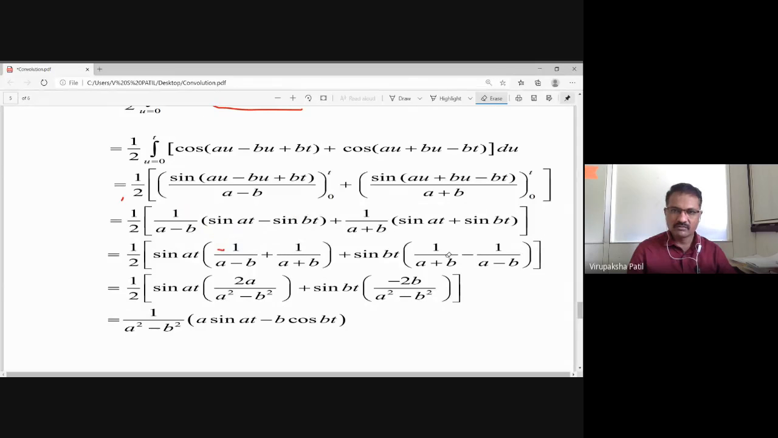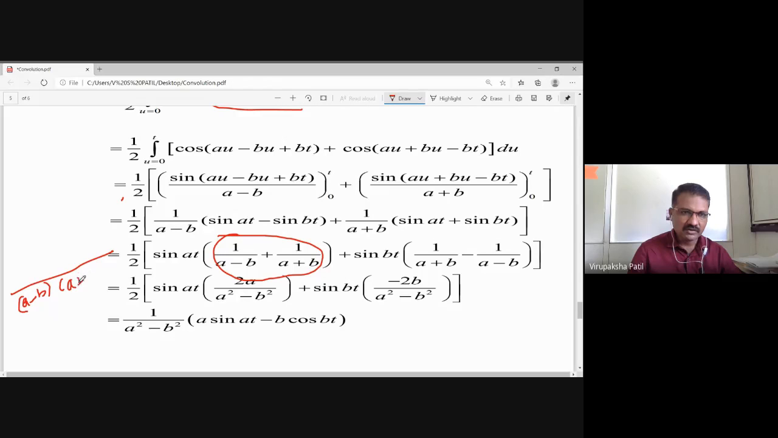How are you going to simplify it further? This sin bt you keep as it is. Now for this, take the LCM. LCM will be a minus b into a plus b. If you take the LCM, you have to multiply this with this and this with this. So you will get a plus b plus a minus b. So the b gets cancelled. In the numerator you will get 2a divided by a plus b into a minus b, which means a square minus b square.